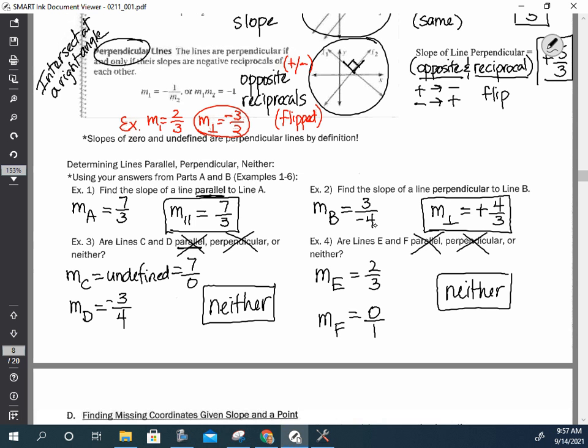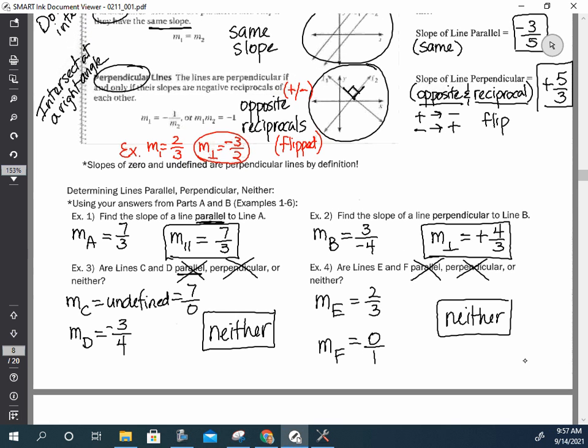Again, it is perfectly fine to get an answer of neither. That doesn't mean you did anything wrong. It is what it was. So remember, parallel, same slope; perpendicular, opposite reciprocal slope.